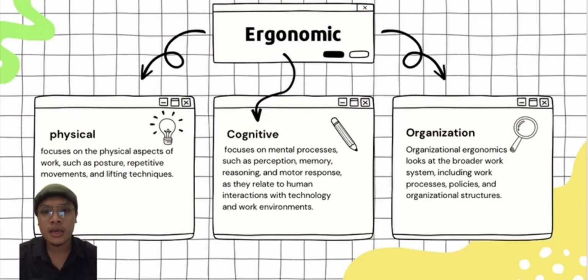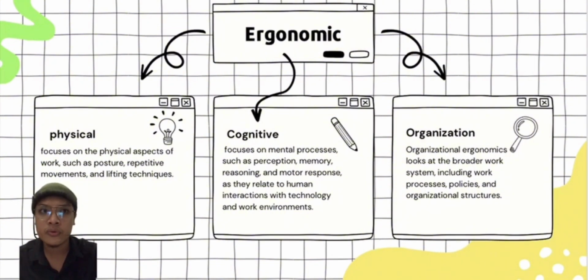Firstly, I will conduct the introduction and I want to tell you a little bit about ergonomics. There are three types of ergonomics. Firstly is physical, second is cognitive, and third is organization. The physical focuses on the physical aspect of work such as posture, repetitive movement, and lifting technique.